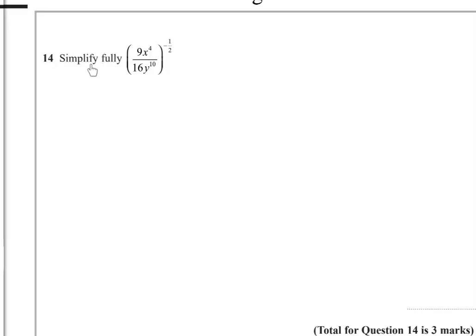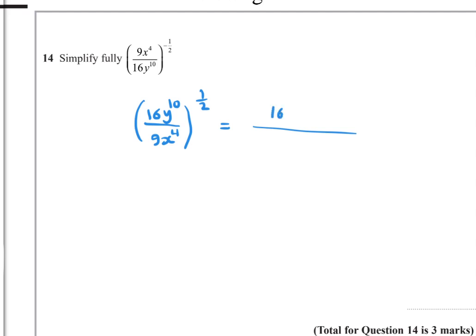Number 14, simplify fully (9x to the power 4 over 16y to the power 10) all to the power negative half. If you have a fraction and the power is negative, you can make the power positive and find the reciprocal of the fraction. So 16y to the power 10 over 9x to the power 4 equals, now distribute the power.